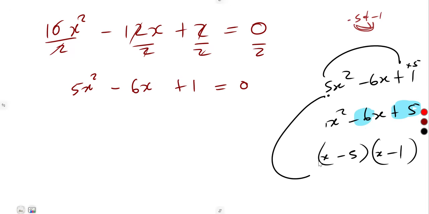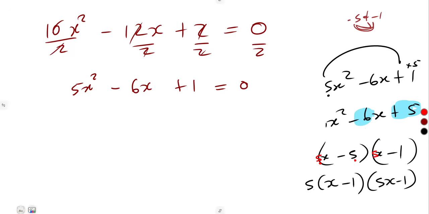Bring back the 5 that we removed before. In place of x, you're going to put a 5. And factorize where possible. The first bracket, 5 is common, so I'm going to factor it out. 5x and 5, that's x. Minus 5 divided by 5, that's minus 1. So this one, we do not have anything common. It remains as it is.